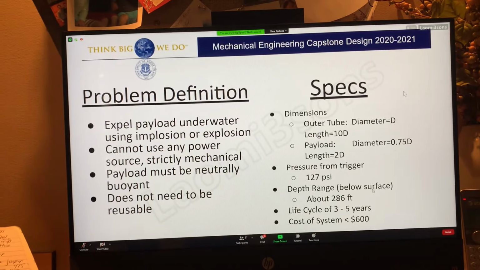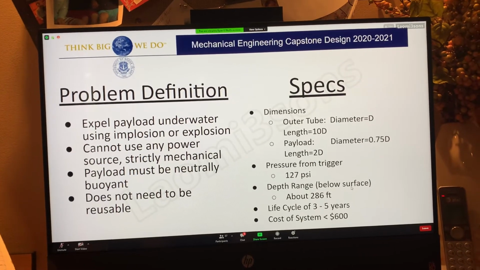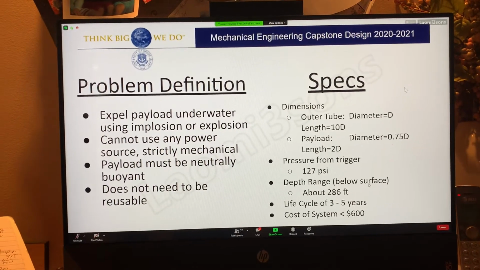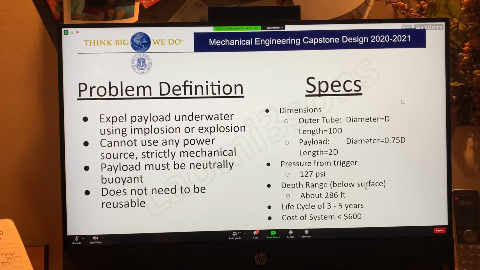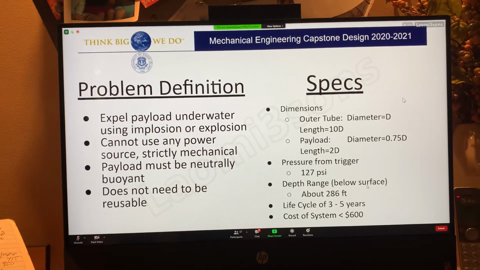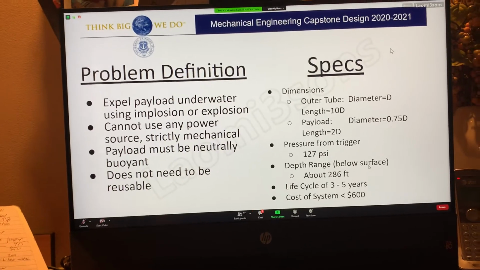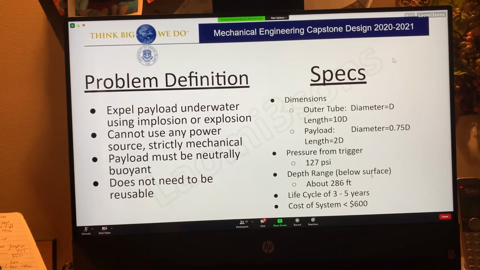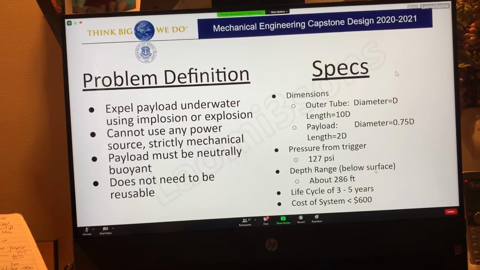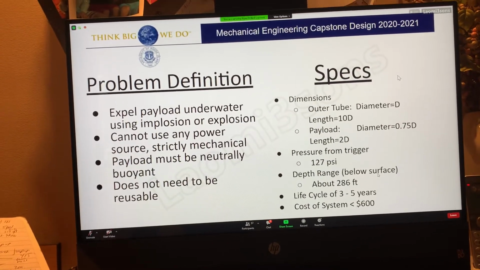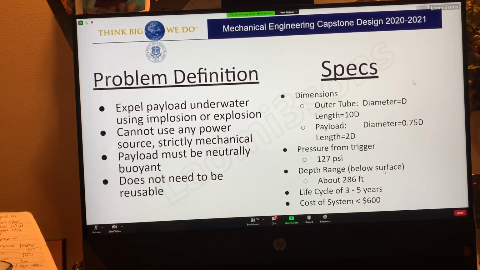The outer tube was the base of these constraints, with the diameter being some number that we could choose, and we call this D. The length is 10 times that diameter. The payload needed to be 3/4 that diameter, and the length had to be 2 times that diameter. The pressure the implodable would implode at, we could decide on, and we chose about the average depth range that a submarine would travel at, about 286 feet, which corresponded to a pressure of 127 psi. The life cycle of our system is about 3 to 5 years, and the cost is well below our budget of $600.